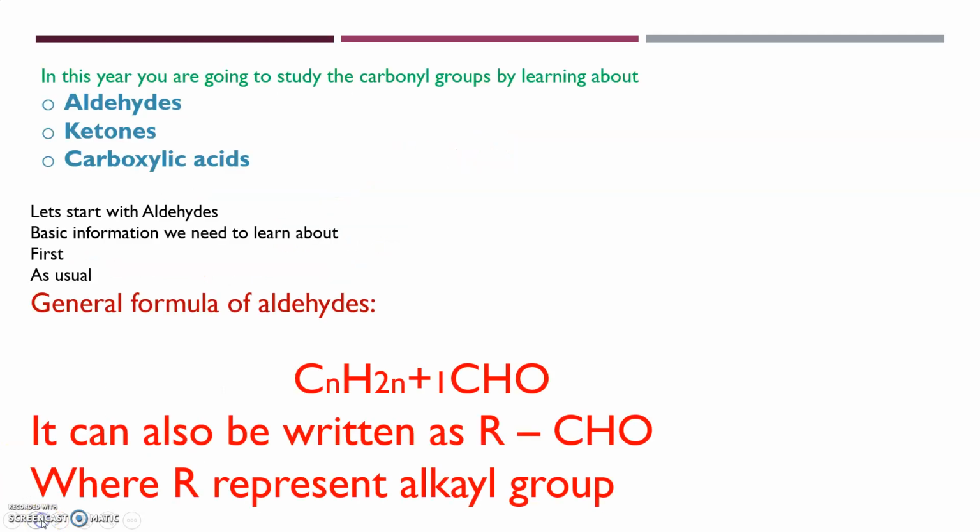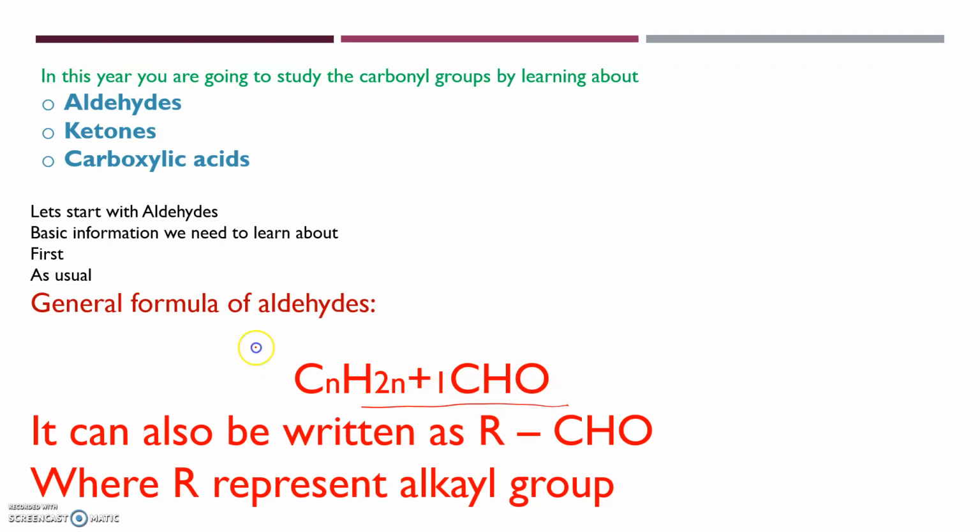So let's start with aldehydes. We need to know the basic information about aldehydes, as with any other homologous family that we have studied. The first thing, we have to know the general formula, the functional group, and of course the naming for that homologous family. So first of all, the general formula of aldehydes is CnH2n+1CHO.